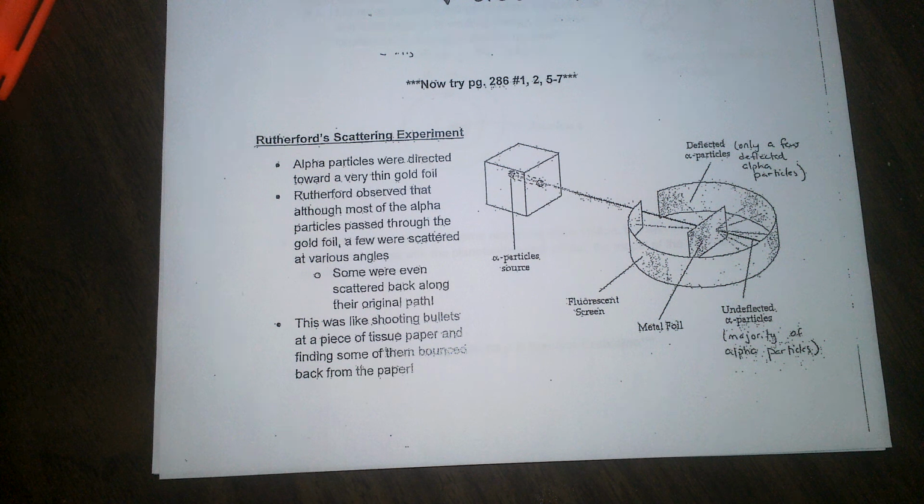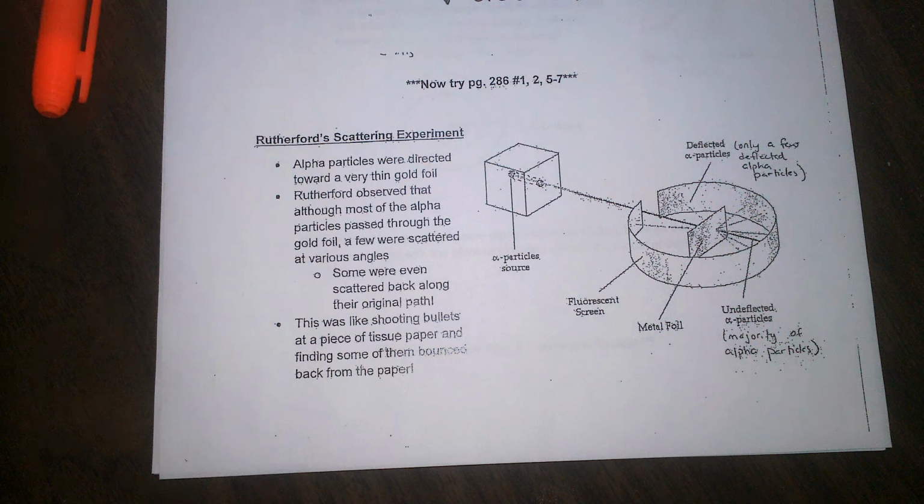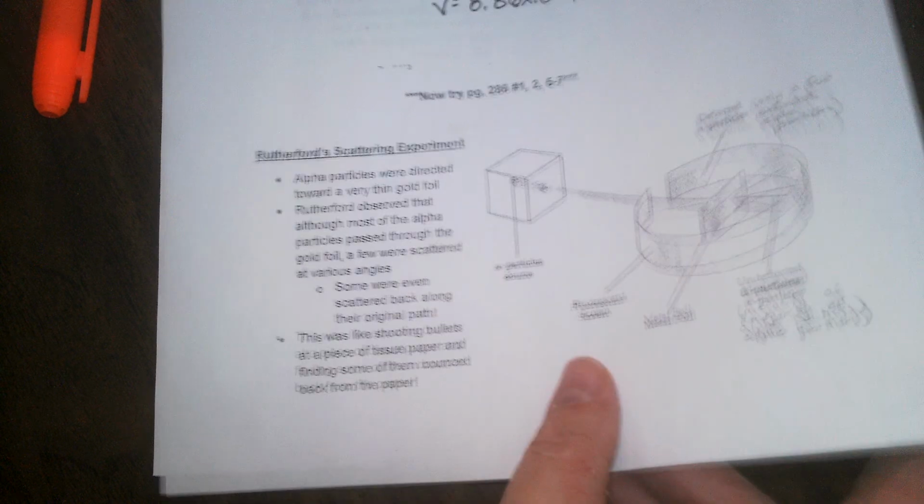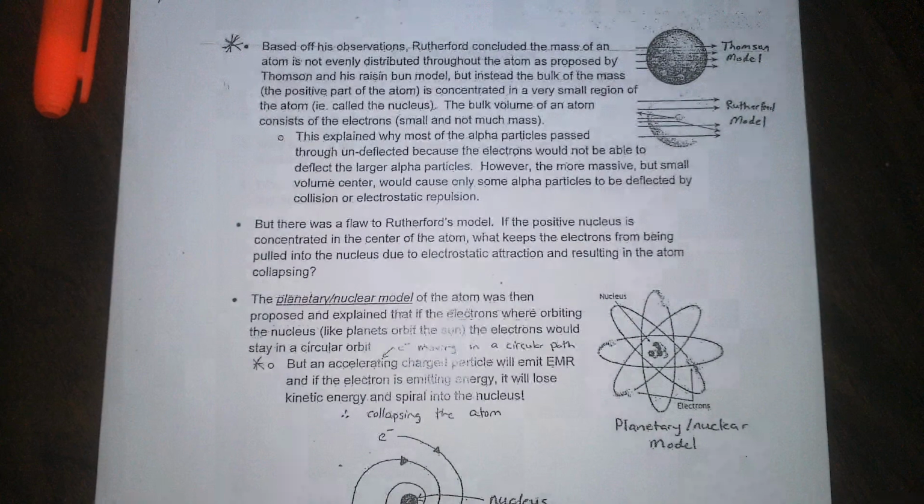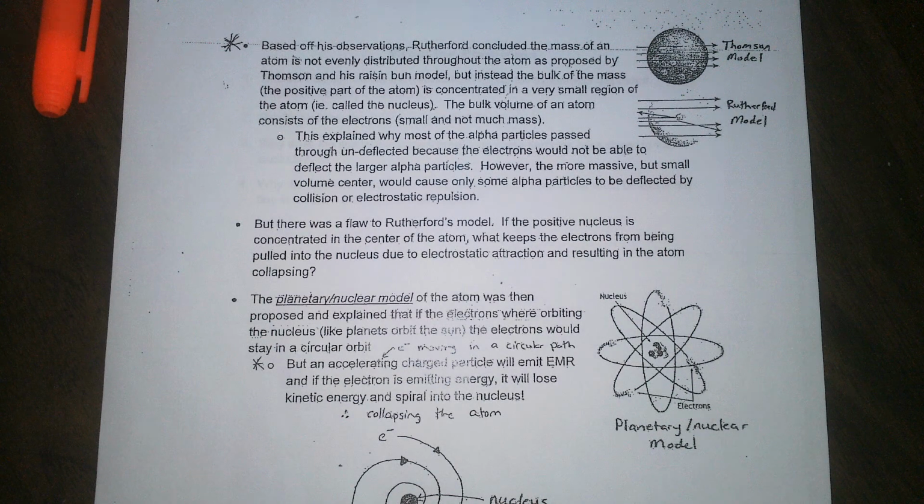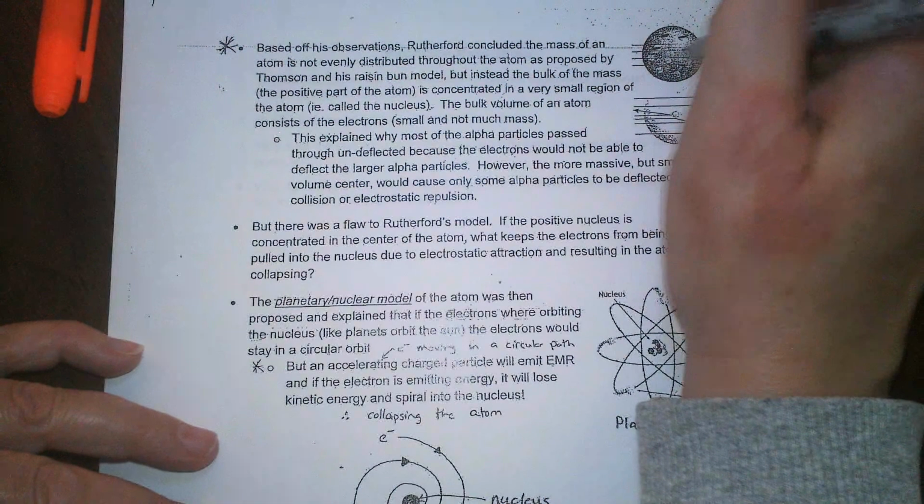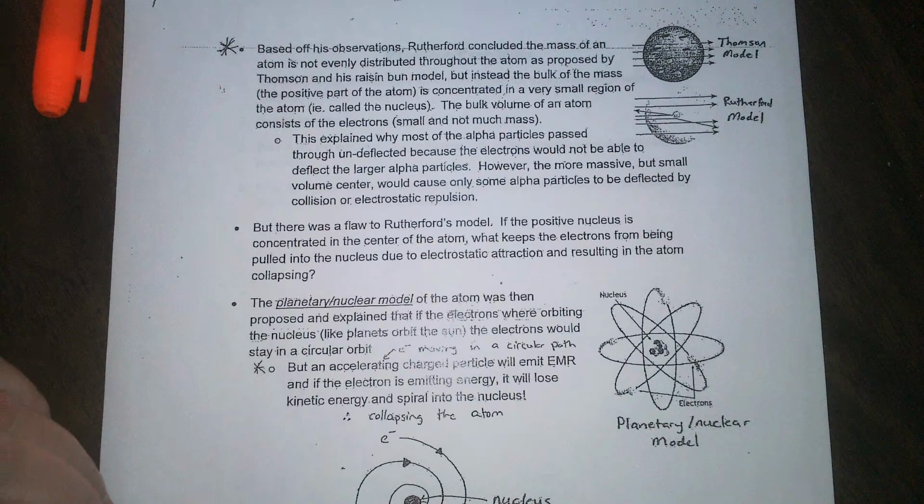And so he was able to look at this and determine that the mass of the atom, so remember he had the raisin plum model, he said that the mass of the atom isn't evenly distributed throughout the atom. So he said that the bulk of the positive piece, so Thomson, remember he said that there was just a bunch of negative pieces strewn about in his raisin plum model. Rutherford said, not quite. The positive ions are more towards the center of the mass, or in a very small region of the atom, and that the bulk of it is actually electrons. And the electrons are small and they don't contribute a whole lot to the mass.